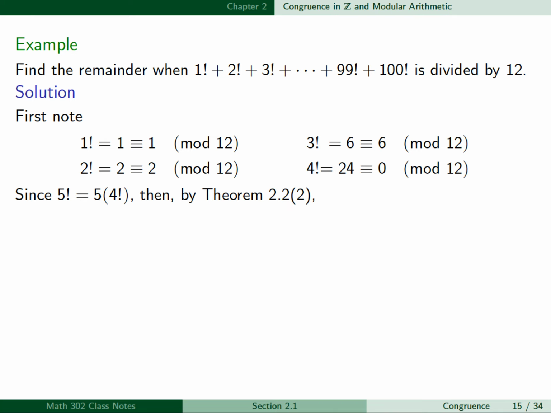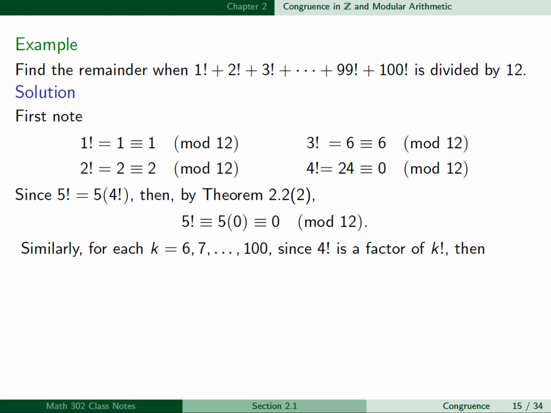Now, since 5 factorial is equal to 5 times 4 factorial, then by the second part of theorem 2.2, 5 factorial will be congruent to 5 times 0, which is congruent to 0 mod 12. So since 4 factorial is congruent to 0 mod 12, multiplying that congruence by 5 will obtain 5 factorial is congruent to 0 mod 12. And similarly, for each k equals 6, 7, all the way up to 100, since 4 factorial will be a factor of k factorial, then k factorial will be congruent to 0 mod 12.